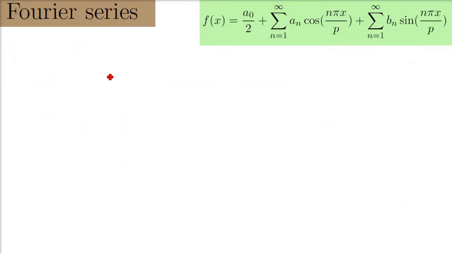Fourier series. This is the function or expression. Here you see Jean-Baptiste Fourier. He developed this. So the main key is the cosine and sine.